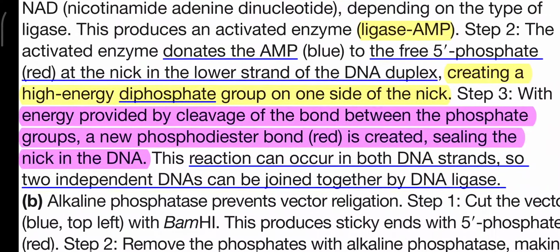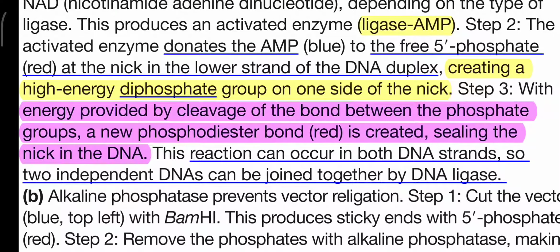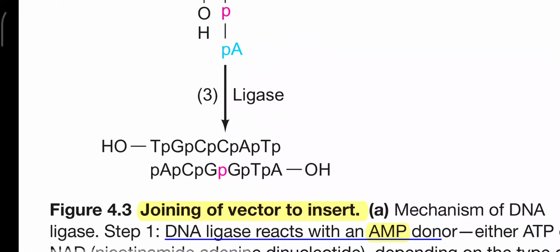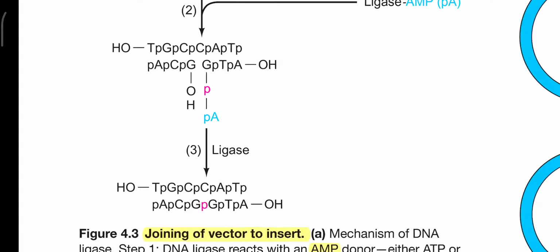You can see here, the energy released when this enzyme is clipped is utilized to make another new bond, the phosphodiester bond that seals the nick in the DNA. So this region gets joined by this enzyme, which causes this phosphate group to be released, and the energy produced during this process will help to join these fragments together.